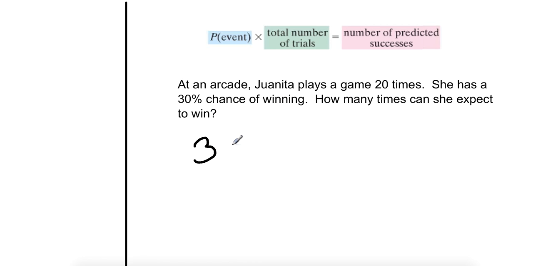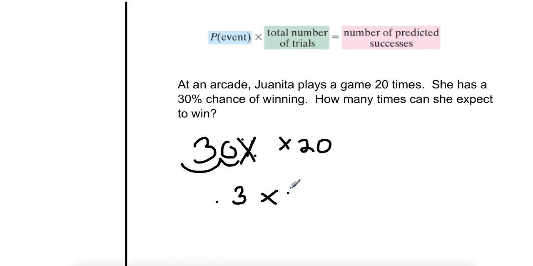So we take our 30% times the 20, because that's the number of times she did something. So we turn this to a decimal by crossing it off and backing it up, which would give me 0.3 times my 20 tries she did that. Which would then give you how many times she'd expect to win? It'd be 6 times. So 6 times out of 20 she would expect to win.